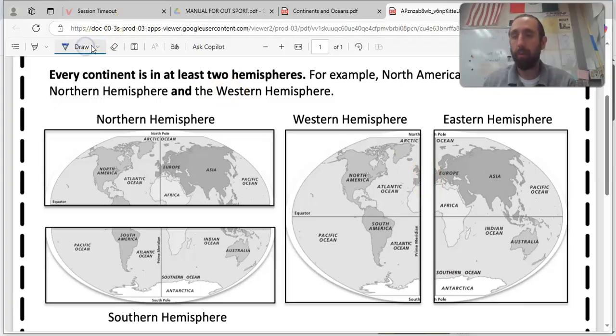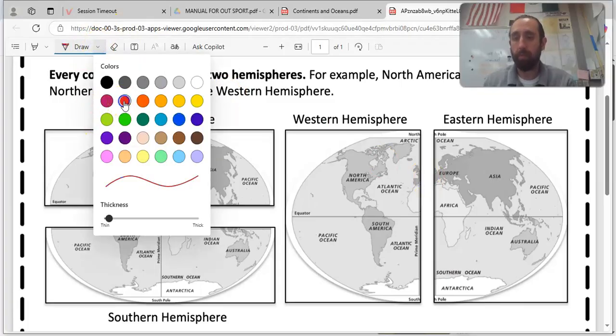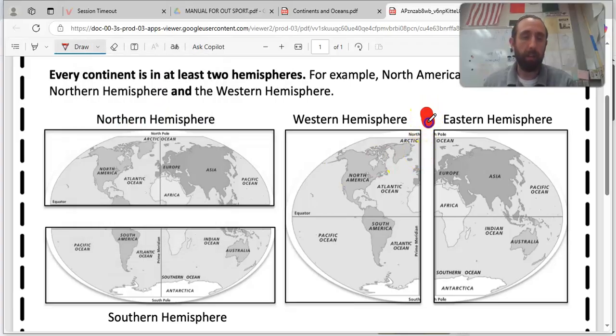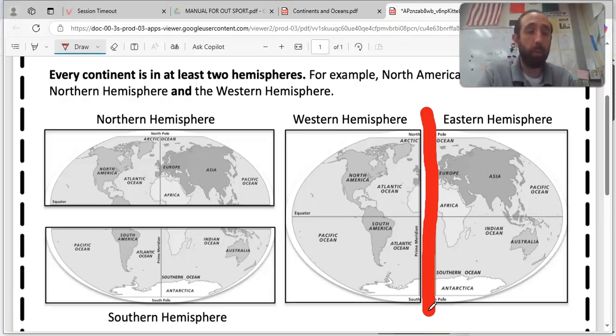I'll try to use my draw tool. Hopefully, I'm getting a little better at this. Okay, the prime meridian is this imaginary line that runs right down through the middle of the globe, and that splits the Earth into two halves. Okay, remember, this is imaginary, just helps us with maps. Eastern hemisphere is here on the right. Western hemisphere is here on the left.